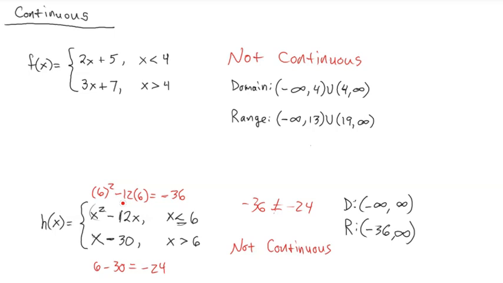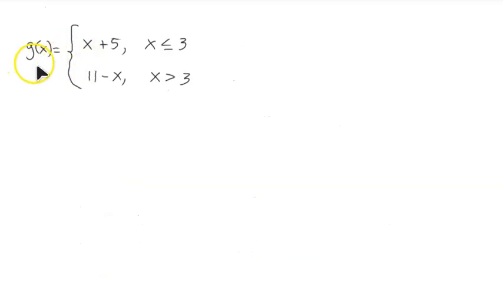Let's try a couple more examples. Here we have a piecewise function, g of x. The first piece is x plus 5 when x is less than or equal to 3. And the second piece is 11 minus x when x is greater than 3. The domain of the first piece is pretty easy to identify. The domain is all numbers less than or equal to 3. So that's negative infinity up to 3 inclusive with a bracket.